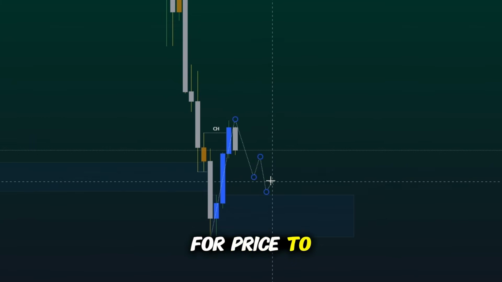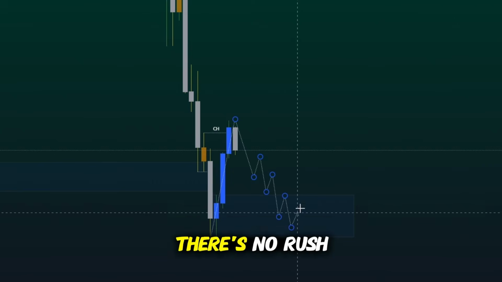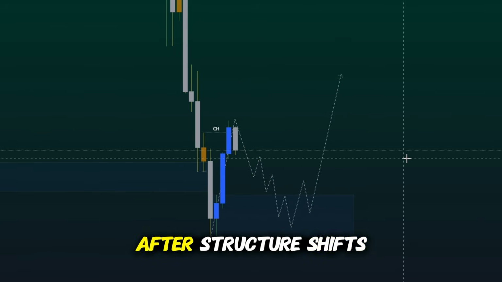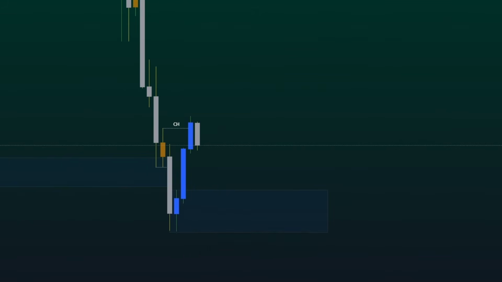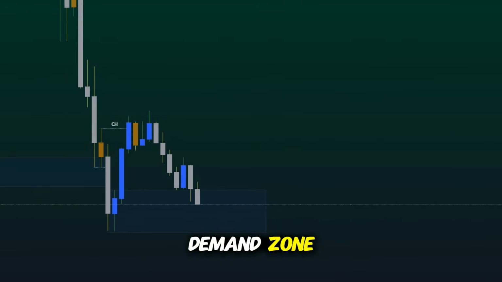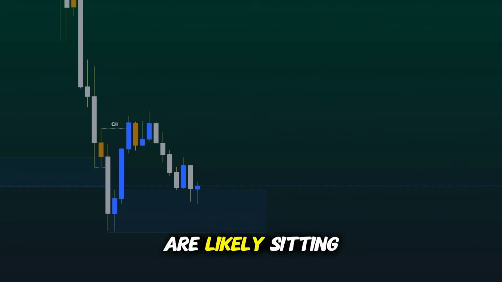Now we wait for price to mitigate the demand zone first. There's no rush to enter the trade. After structure shifts and bullish intent is shown, the next step is patience, letting price retrace back into the demand zone where institutional orders are likely sitting.